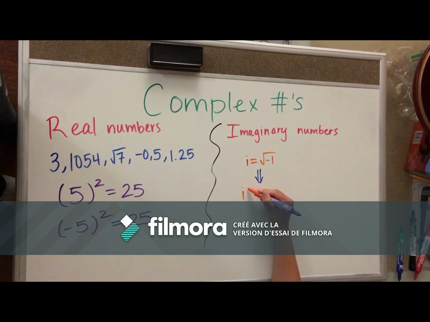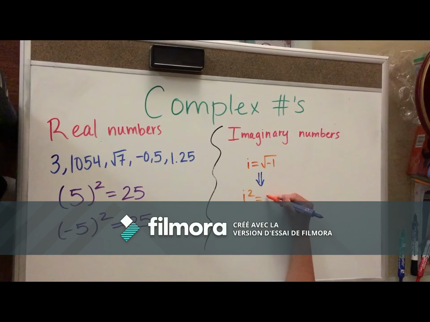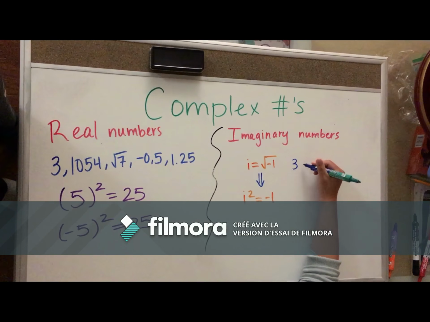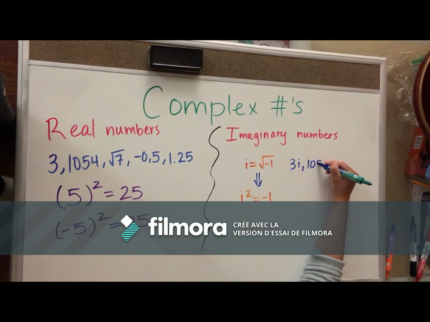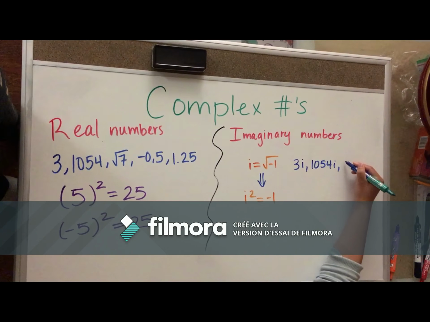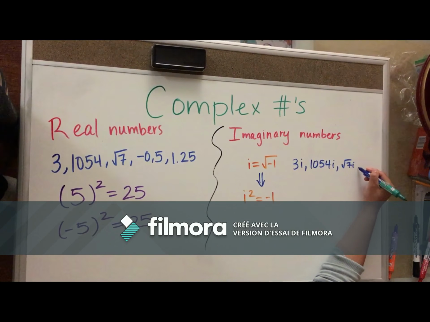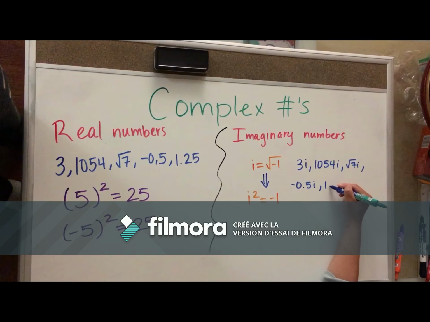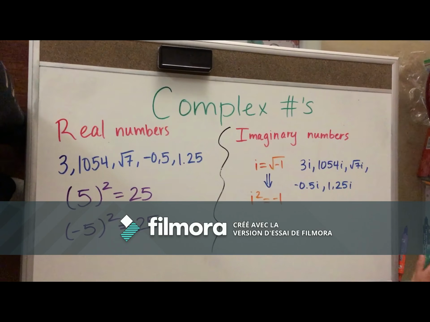To be able to understand the imaginary numbers, we have to be able to imagine that such numbers exist. The unit for this number is i, and it equals the square root of minus 1. This corresponds to the definition, since if we squared this number, it would actually give us a negative result, minus 1. Some examples of imaginary numbers are 3i, 1054i, square root of 7i, minus 0.5i, 1.25i, etc.